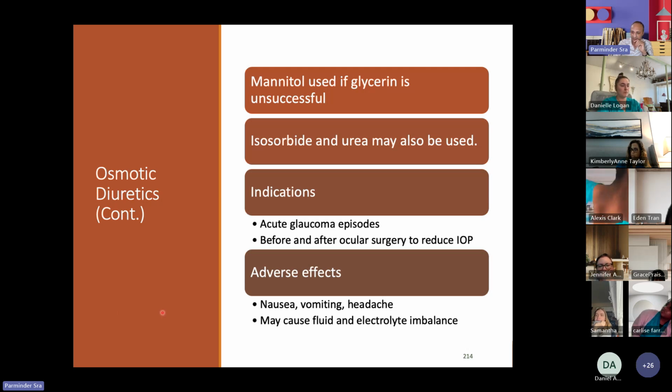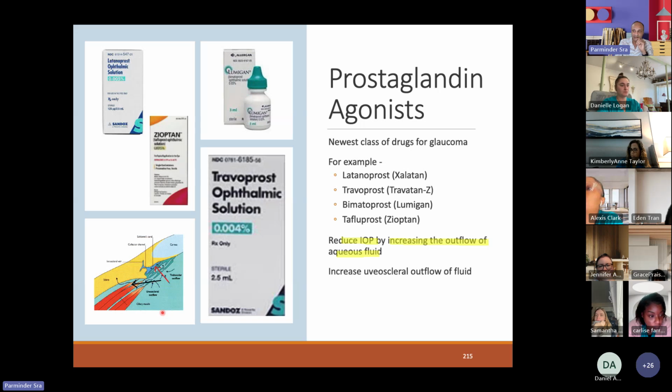Now, the next class is really important: prostaglandin analogs or agonists. How do you identify them? They end with prost: latanoprost, travoprost, bimatoprost, tafluprost. So all drugs, I will repeat this again, guys. Organize your things well, right? They will get mixed up otherwise.